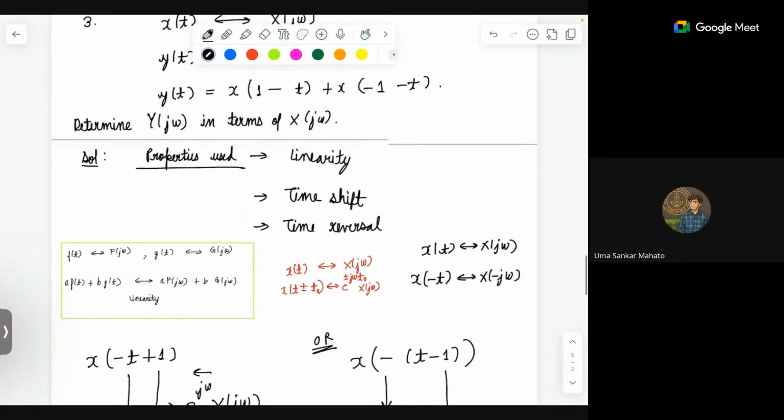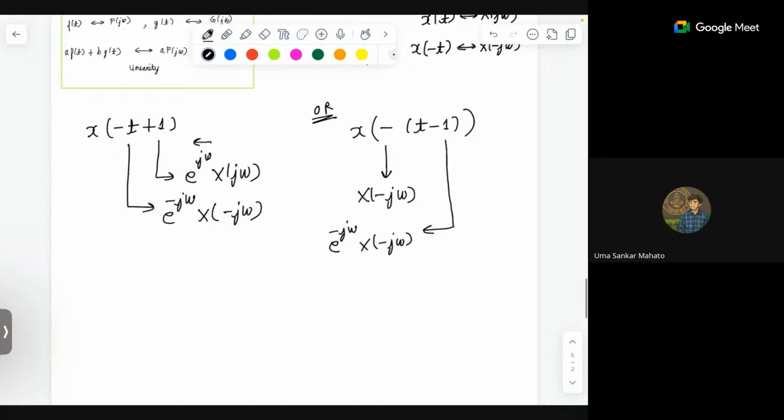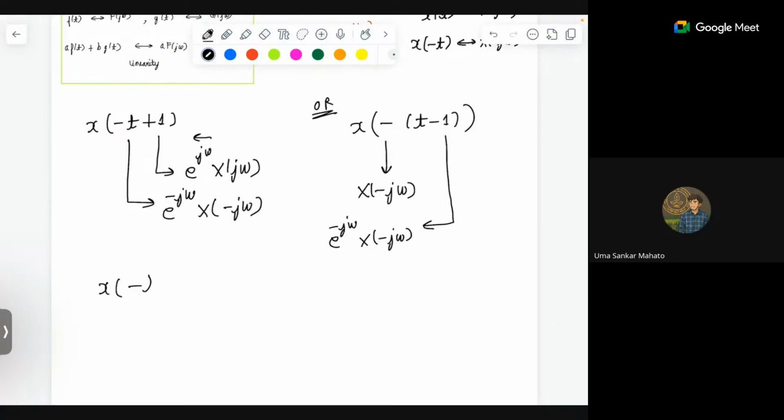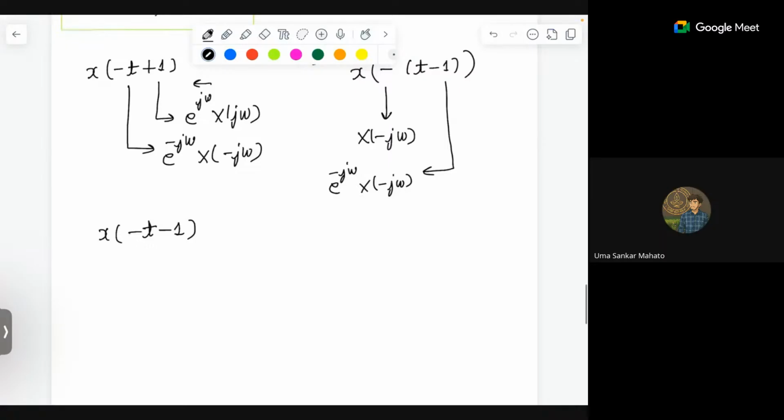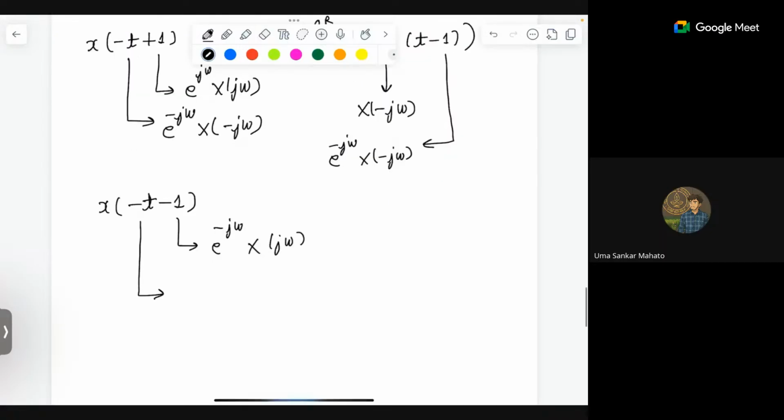Now the next is x of minus 1 minus t, so x of minus t minus 1. I will do shifting first. So I will have minus 1, e raised to the minus 1 is there, so e raised to the power of minus j omega into x of j omega. Now minus t means reversal, so omega will be replaced by minus omega. So e raised to the power of j omega x of minus j omega.